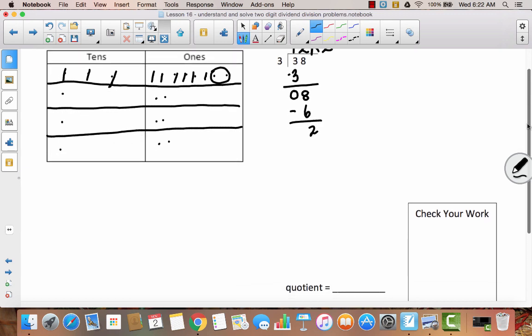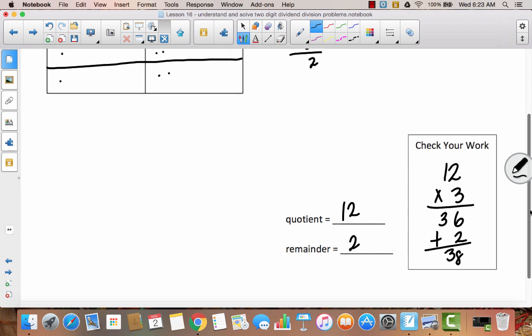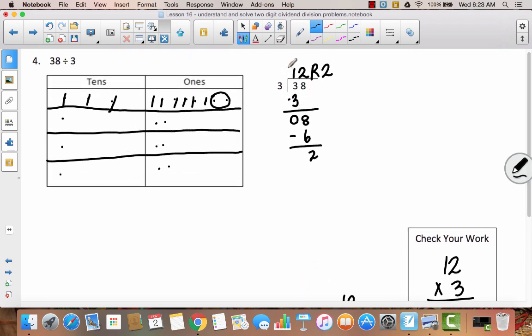All right, so now I'm going to check my work. My quotient was 12. My remainder was 2. So I have a quotient of 12. I was dividing by 3, so I'm going to multiply by 3, which gives me 2 times 3 is 6. 1 ten times 3 is 3 tens. I'm going to add my remainder of 2, and that gives me 38. So my answer here is 38, and when I look back up here, my whole was 38, so that means that my work is correct.